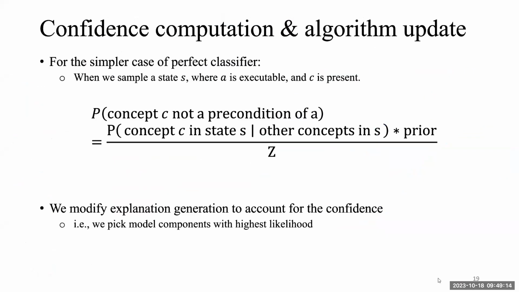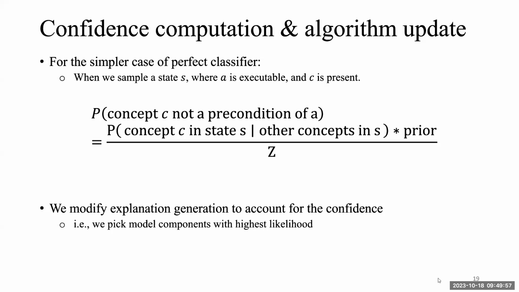So here, probability of concept C not a precondition of A. Probability of concept C state as. Can you explain the intuition a little more? Yeah. So essentially, let's say you sample a state, action A is executable there, and the concept C is present in this state. We see all the concepts that are present in this state, and we want to know whether this concept C is a precondition of that state.